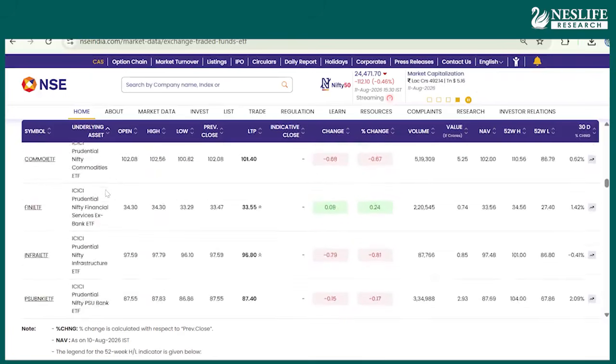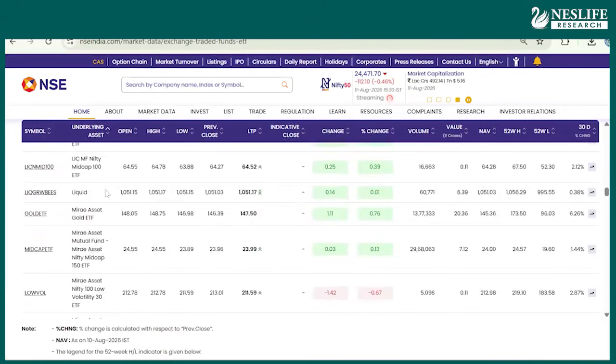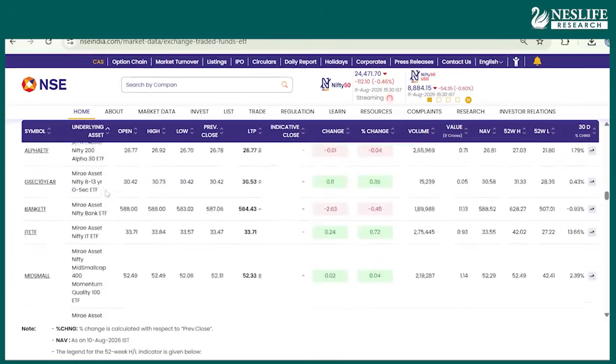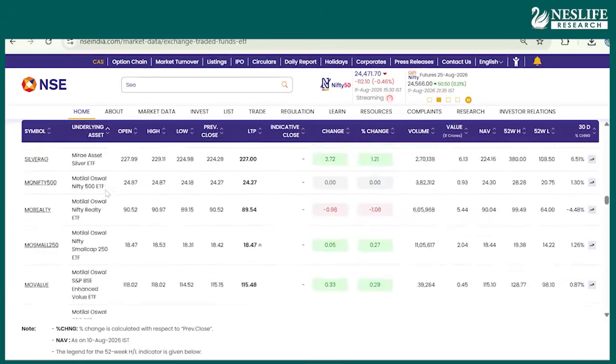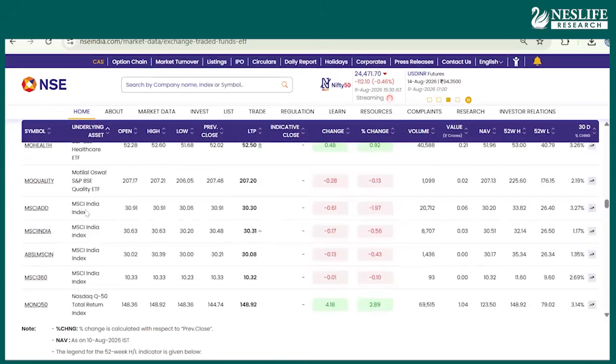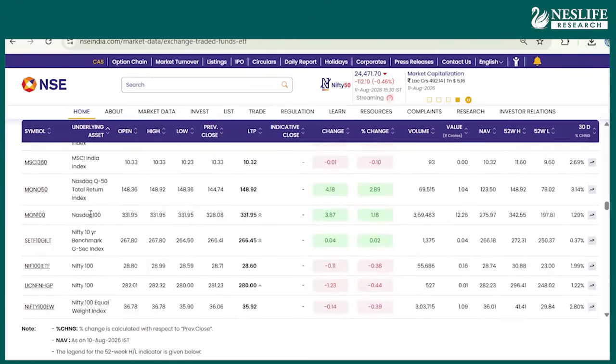USA market behave. So life has been made so complicated by these people. This is also an MSCI international index. Nasdaq 100, this is also an international ETF. The ETF is Indian, but this fund invests into the international market.